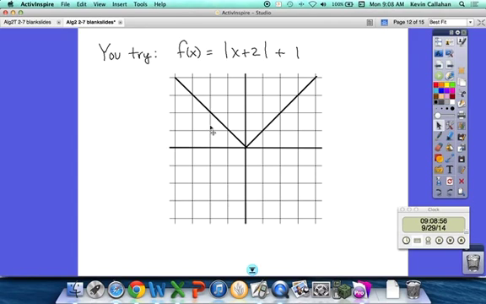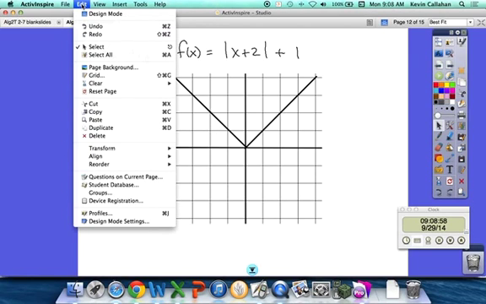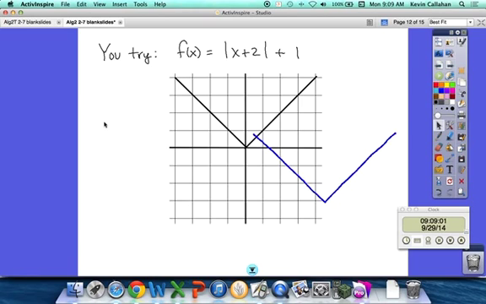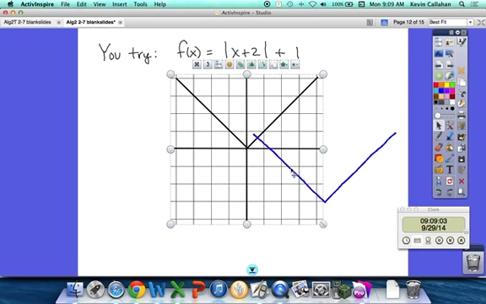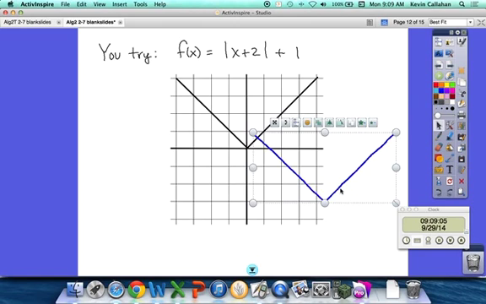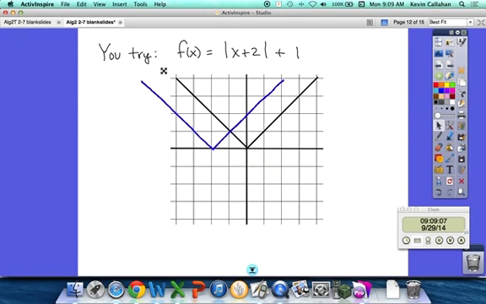1, 2, 3, 4. That's wrong. That's right. So we're going to go left 2, up 1. That should have been your graph. Left 2, up 1.